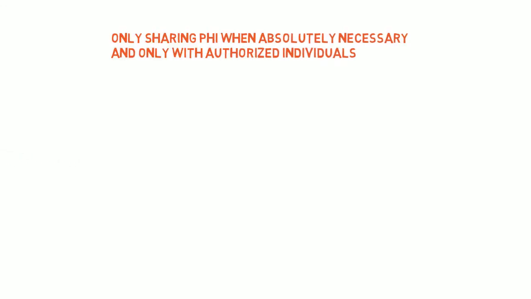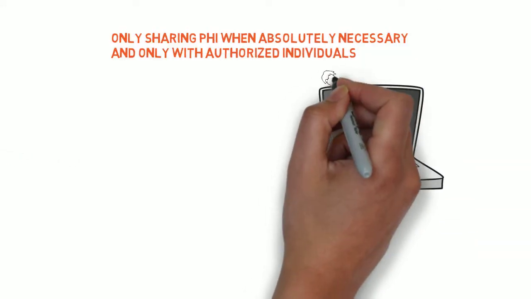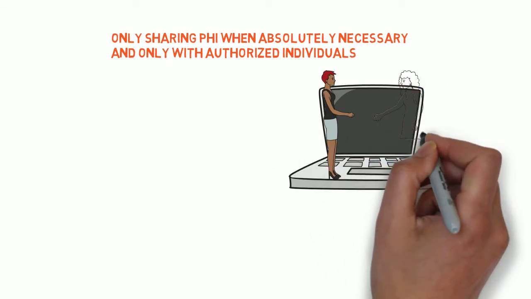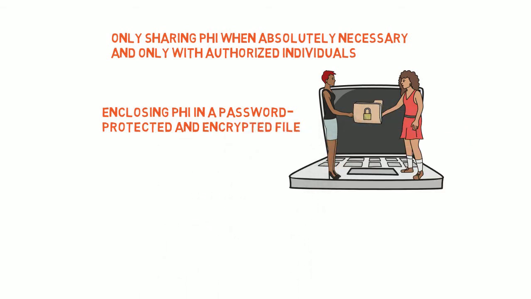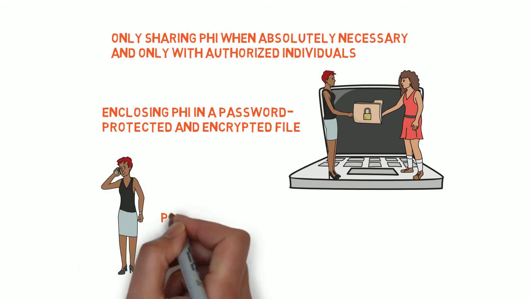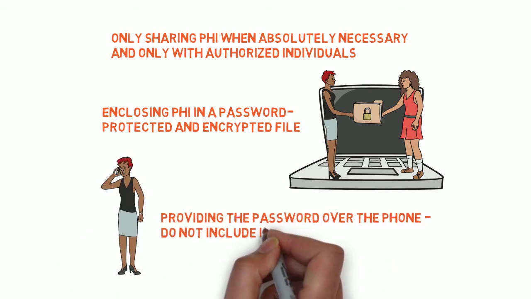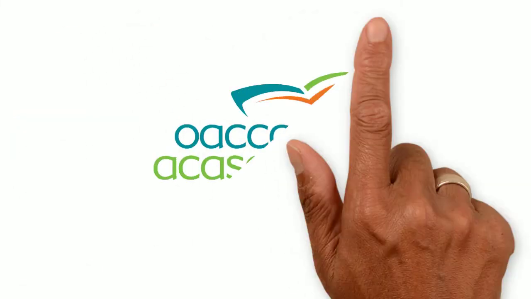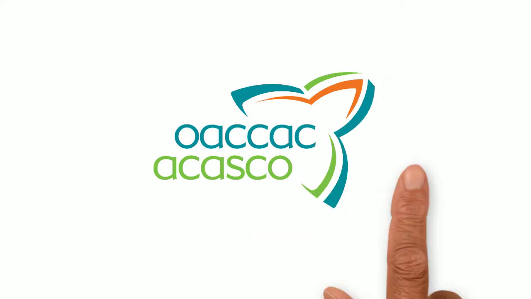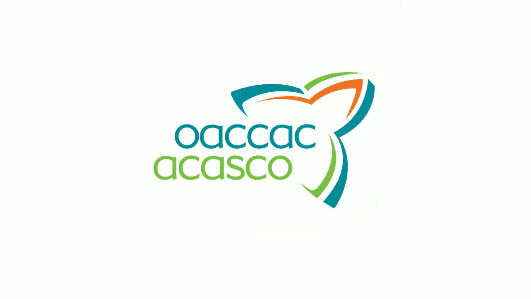Some tips may include only sharing PHI when it is absolutely necessary and only with authorized individuals. Enclosing the PHI in a password-protected and encrypted file. And sharing the password over the phone with the recipient and not including it in the email. Protect yourself and the organization by reporting immediately when you encounter a privacy or security event or breach.